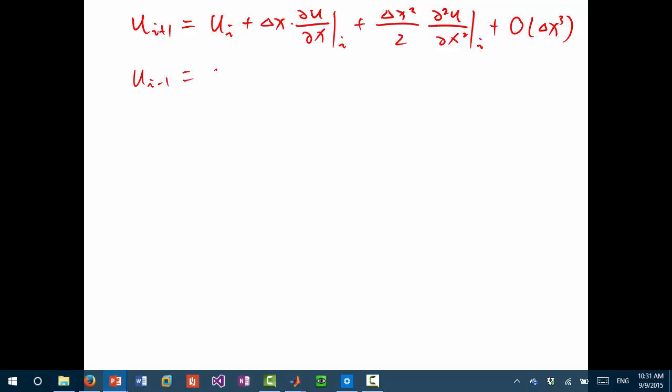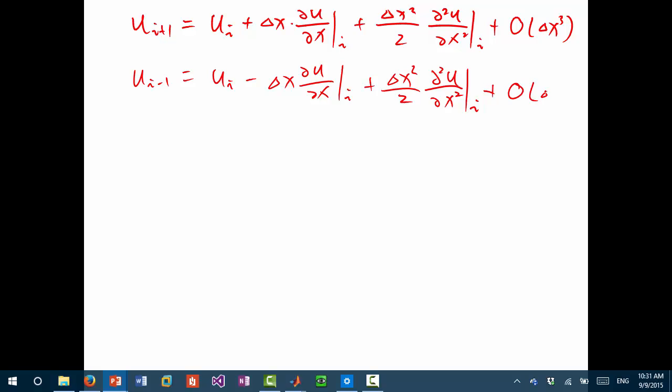And u_(i-1) would be equal to u_i minus delta x times the same first order derivative, plus delta x squared times the second derivative. So this one is plus, this one is minus. For all even derivatives, it is the same sign, plus. For all odd derivatives, if you go backwards, it is going to be minus. And again, this is plus O(delta x cubed). And of course, there is also minus 2u_i. So if you add all these three up, this cancels. And the leading term is this.